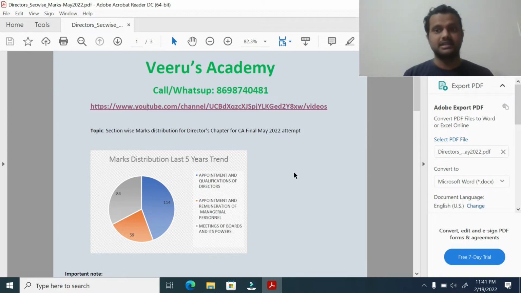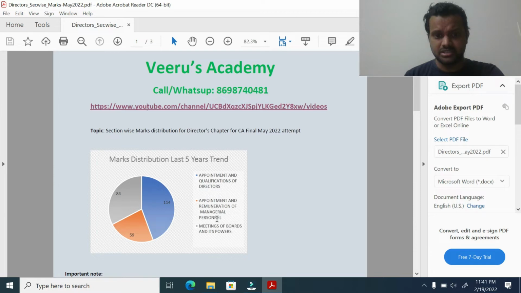Okay, I made that analysis for you. This analysis, I think, will be helpful for you to prepare your studies well, and you can revise very well. Okay, and you can see here the marks distribution for the last 5 years trend. There are three chapters: appointment and qualification of directors, appointment and remuneration of managerial personnel, and meetings of board and its powers. If you see, the majority of the marks were asked from the appointment and qualification of directors. So this is an important chapter. The institute is focusing majorly on this area. Okay, and equally important, every area is equally important.